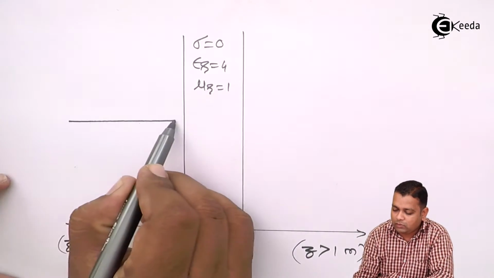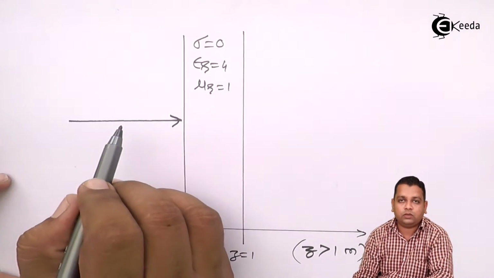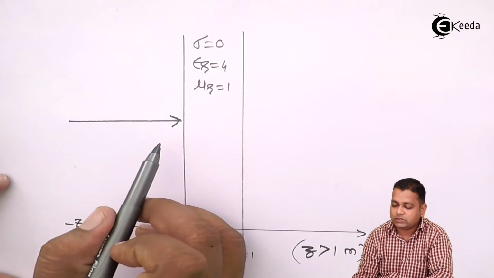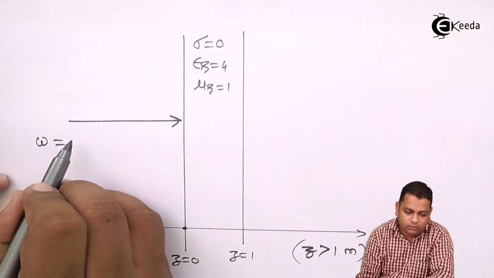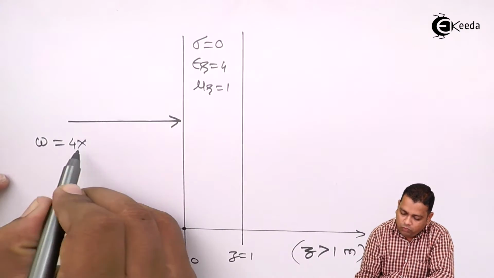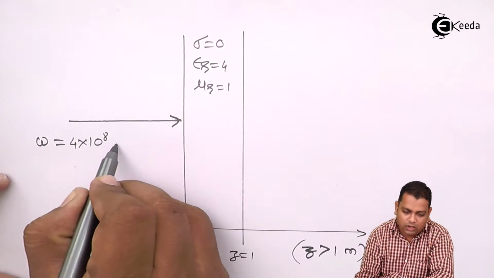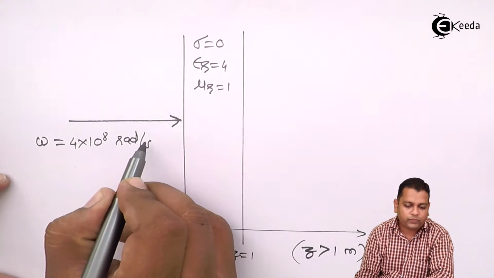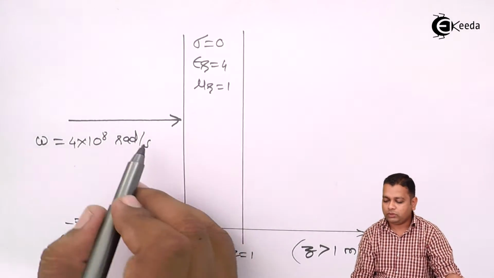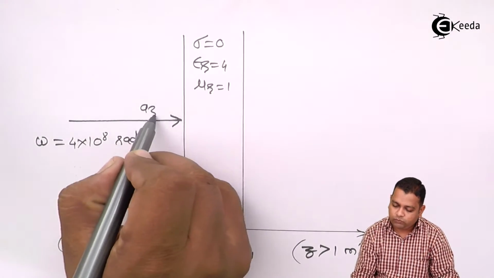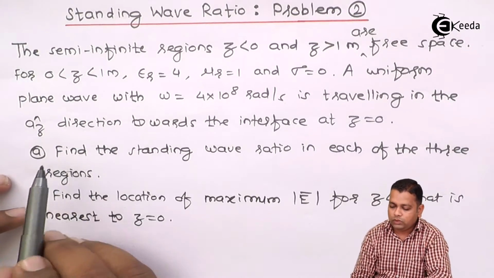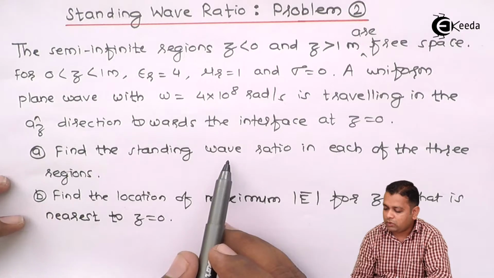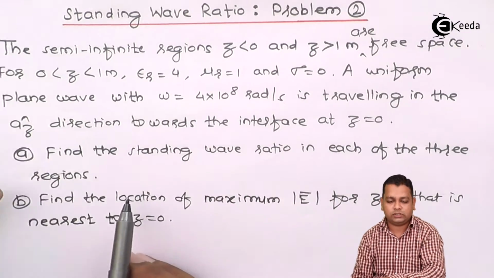So we can imagine this is the traveling wave. The traveling wave is always in the medium number 1. So here it has the angular frequency given by 4 into 10 raised to the power 8 radians per second. Now the direction we have shown, that is positive az cap direction. Now in part A, find the standing wave ratio in each of these 3 regions.